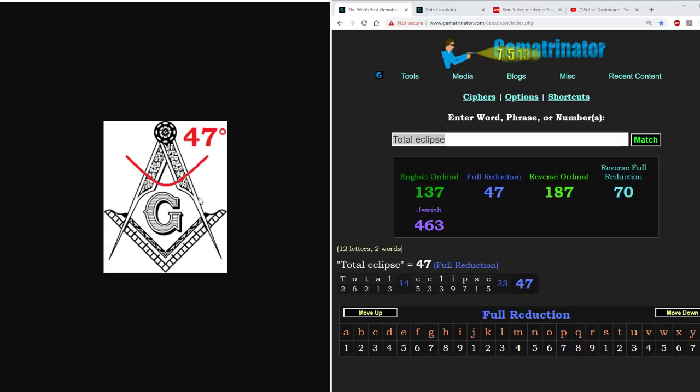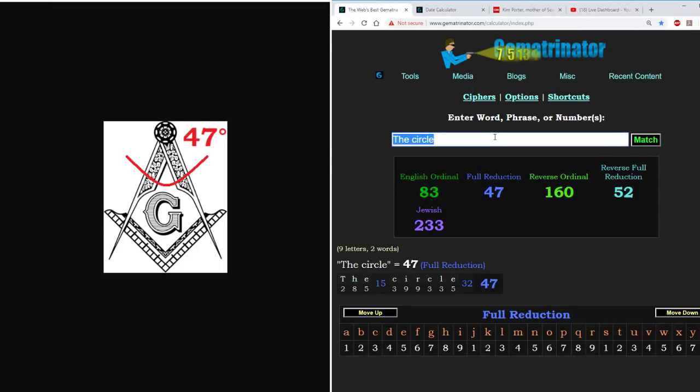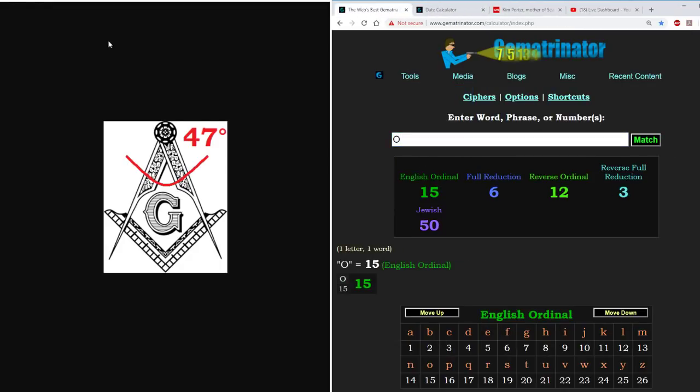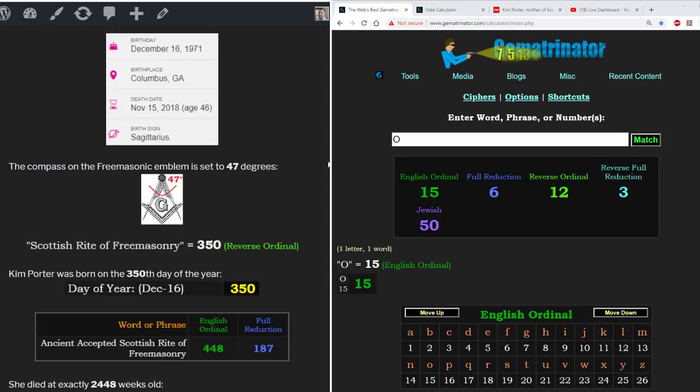This Freemasonic emblem has a compass on it. The compass is set to 47 degrees, and of course the compass is used to draw the circle, which equals 47 in reduction gematria. Isn't it interesting, too, that 47 is a prime number, the 15th prime number, and the letter that's drawn as a circle is O, the 15th letter. This entire language built around the mathematics of the circle.